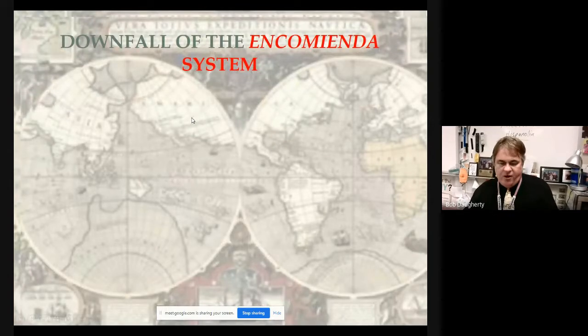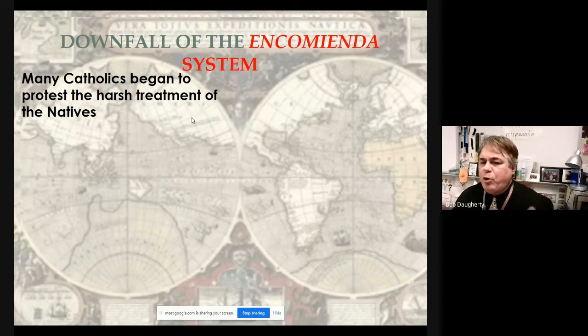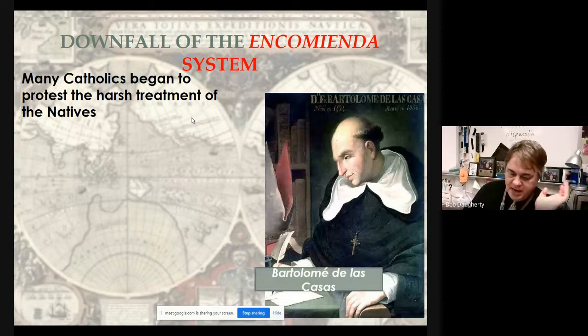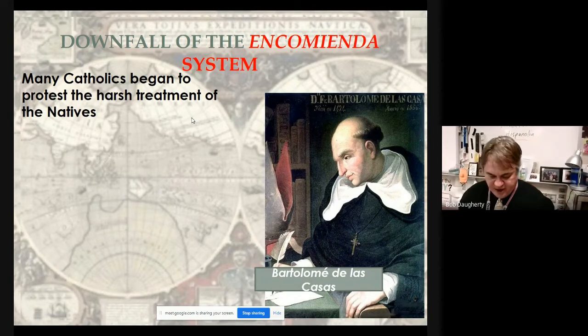Now, the downfall of the encomienda system. On the good news, y'all, many Catholics began to really protest the treatment of these Indians. Not everybody thought this was cool when they began to hear about it back in Spain. And the one name you should know, I've got the little picture here, who is this priest? What did he argue? His name was Bartolome de las Casas. All right. Bartolome of the houses.